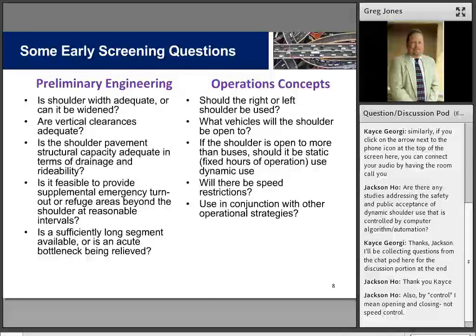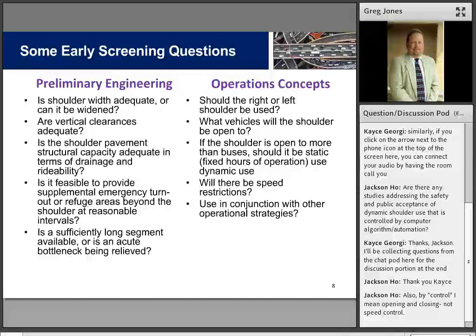Another safety aspect that we promote with part-time shoulders is to have emergency turnouts or refuge areas, which are small areas outside of the shoulder that you can actually build and give occasional locations where people can stop outside of the shoulder to be out in a safety refuge area.